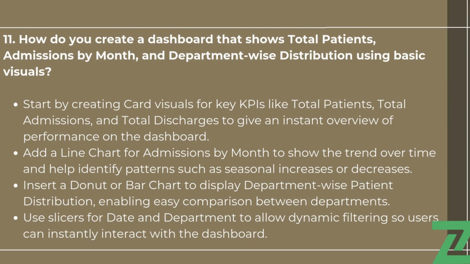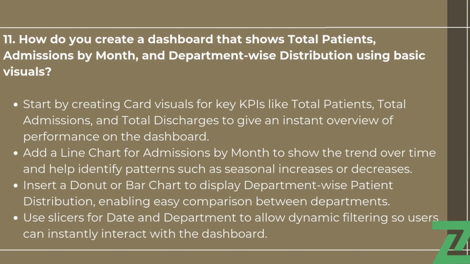11th question. How do you create a dashboard that shows total patients, admissions by month, and department-wise distribution using basic visuals? Start by creating card visuals for key KPIs like total patients, total admissions, and total discharges to give an instant overview of performance on the dashboard.